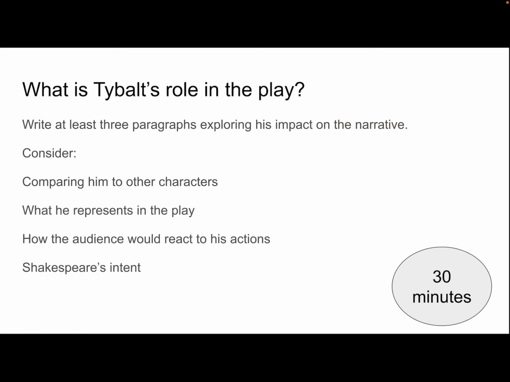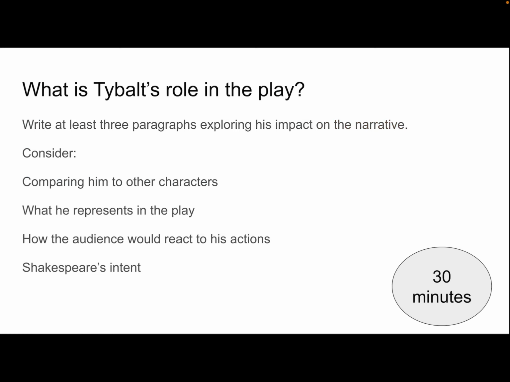But compare him to other characters. He's the antithesis to Benvolio, but what is he to Romeo perhaps? What is he to Juliet perhaps? Remember, they're both the same family. What is his role there? What do you think he actually represents in the play?